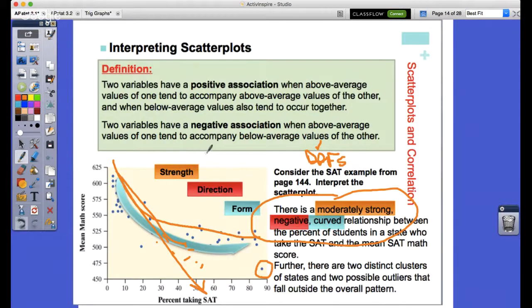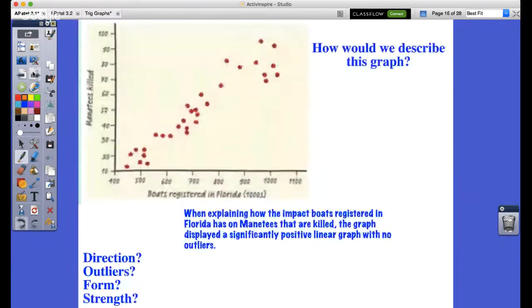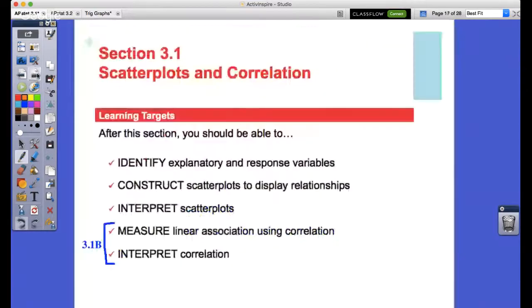Those are the couple things with DOFs there. Okay, and then putting it in context is huge. So when talking about percent of the individuals taking the SAT, the relationship was that it explained the mean math score, and then go into DOFs of how it explained it and then what the graph looked like, okay? All right, I think we did this one the other day, so we're good there.